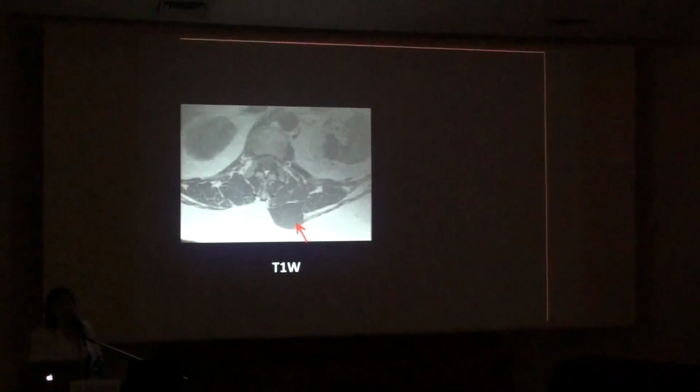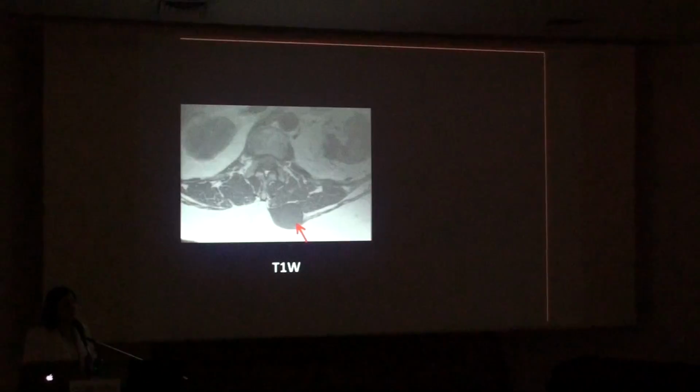So a couple other things to talk about in terms of protocol and looking at these things. Here's a mass. We've got an axial image basically through the back of the abdomen. Here's the vertebral body. Here are the paraspinal muscles. And here's our mass, deep in the subcutaneous fat adjacent to the muscles. So how are we going to describe this in terms of our signal intensity?